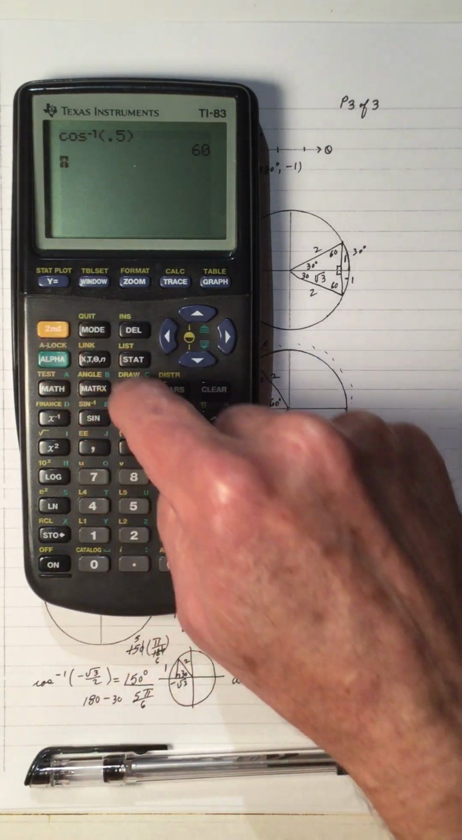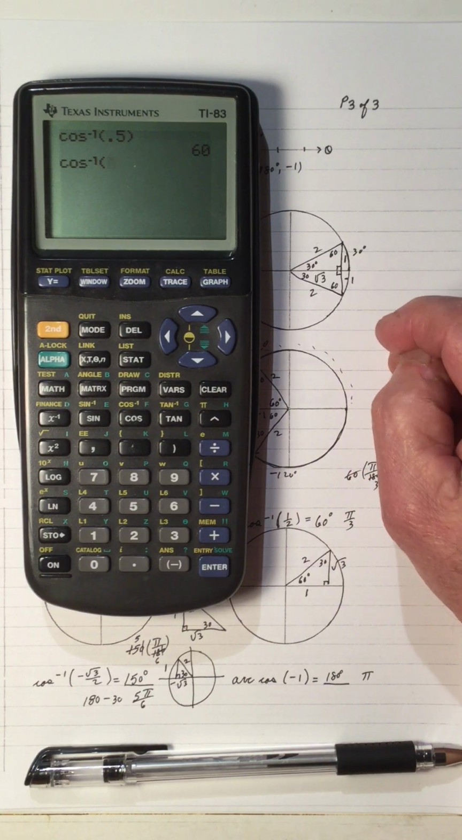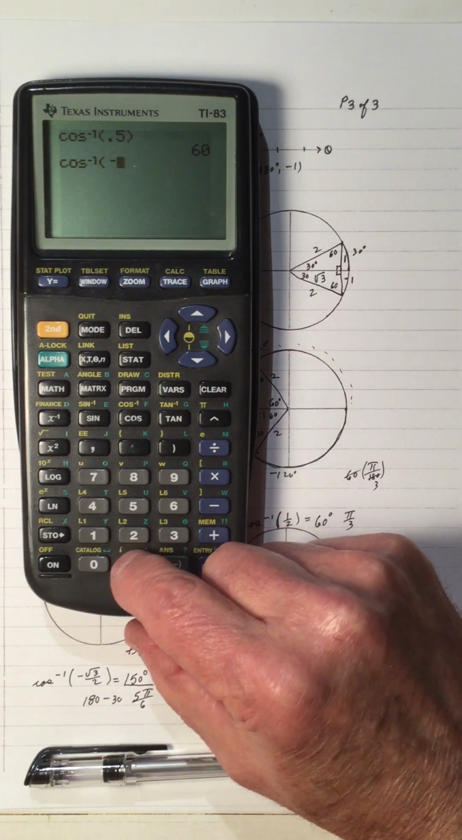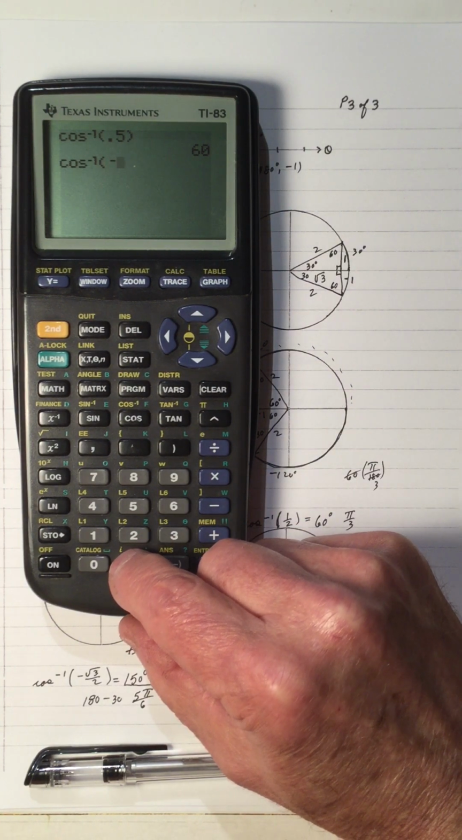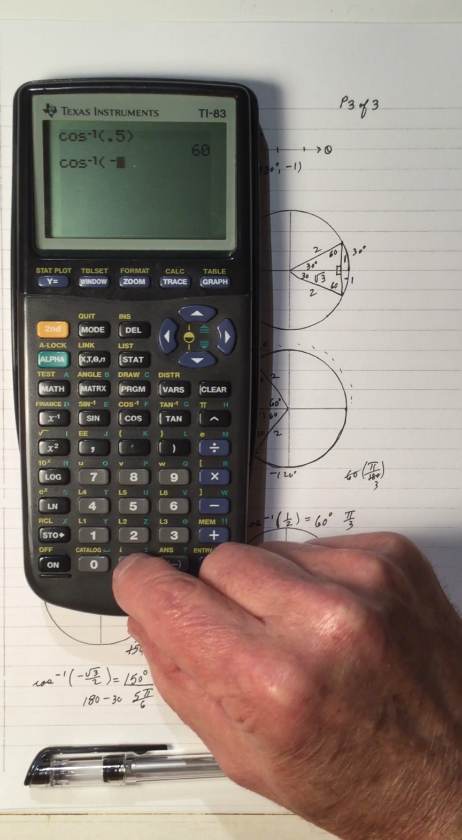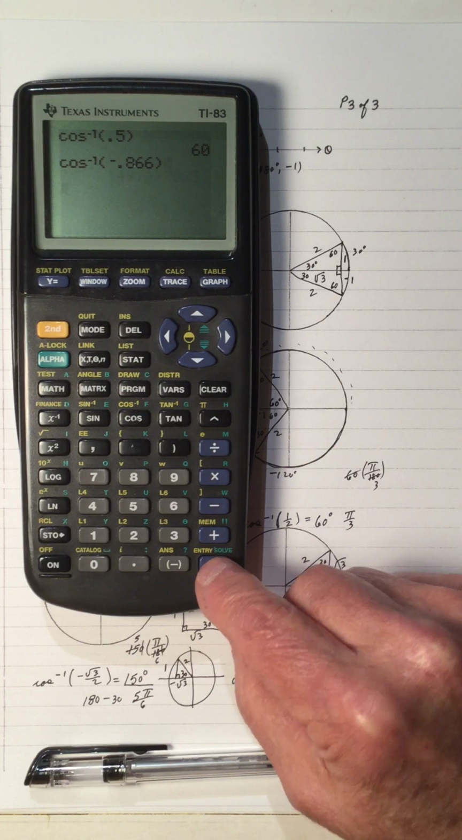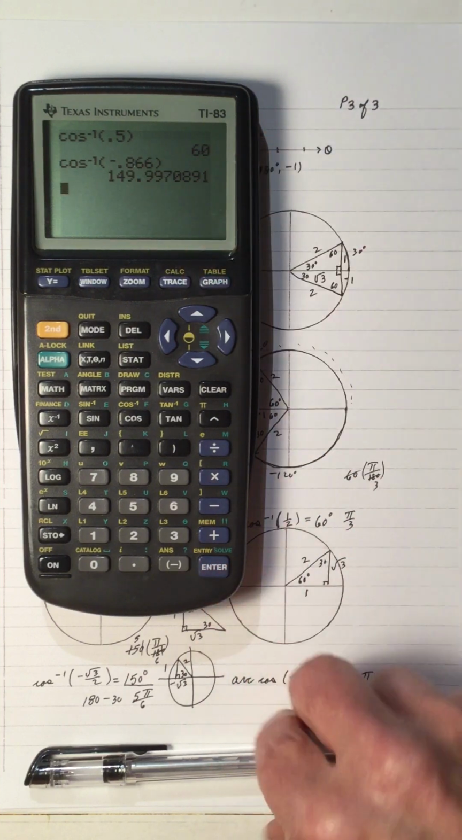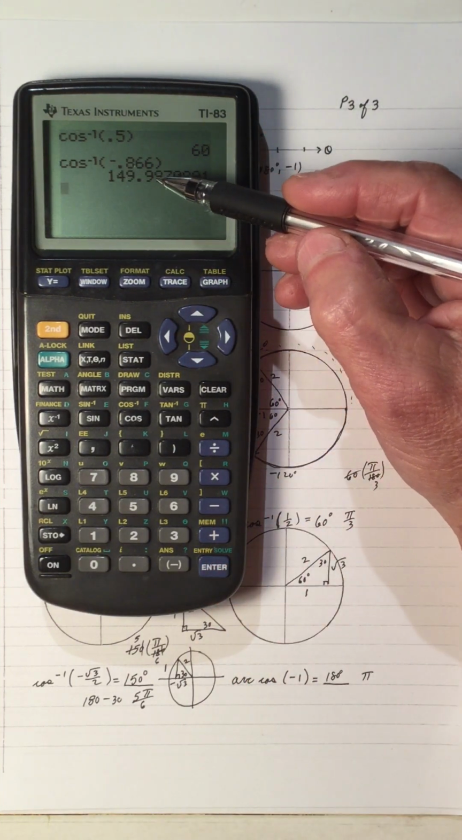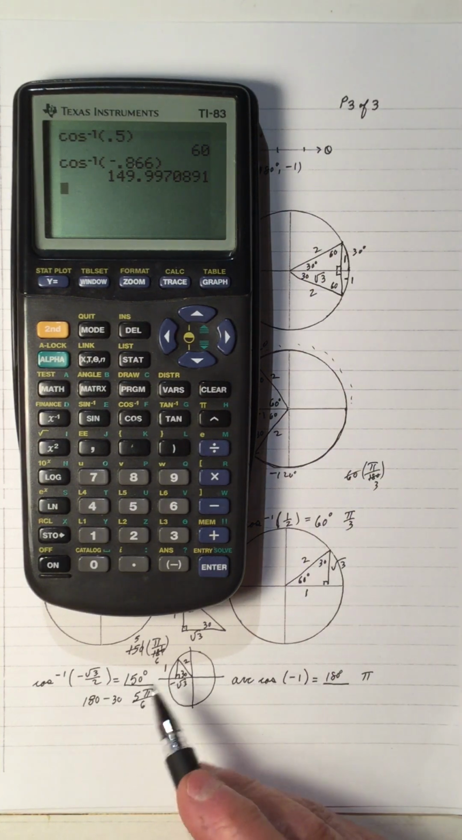What about negative root 3 over 2? So the inverse cos of a negative root 3 over 2. And negative root 3 over 2, I have to memorize, is negative 0.866. And the inverse of that, again, is 149.99, which is 150.